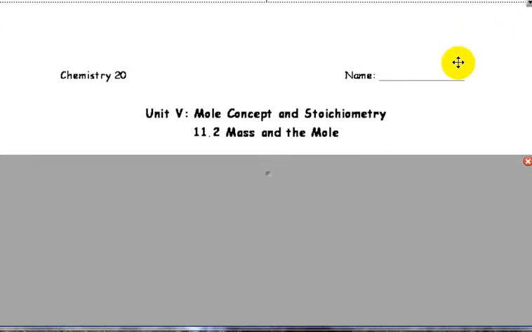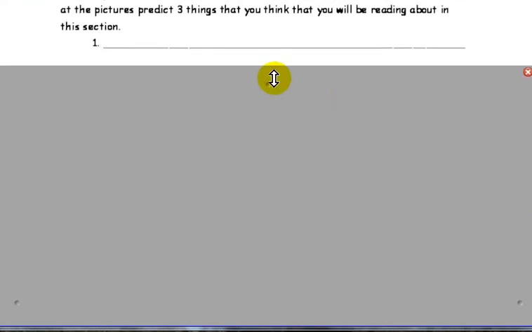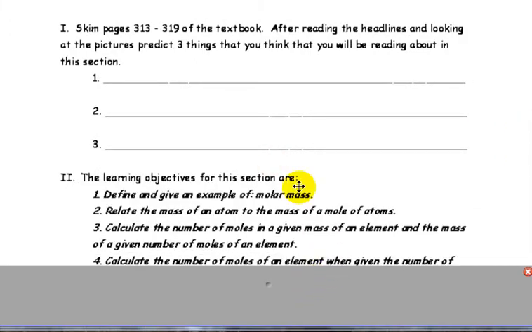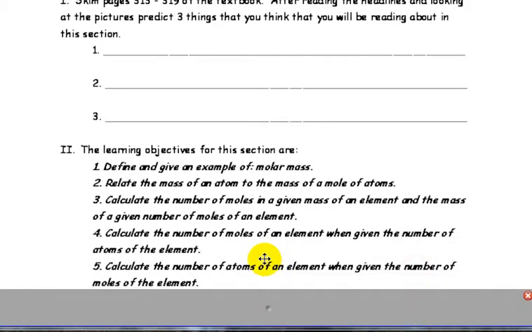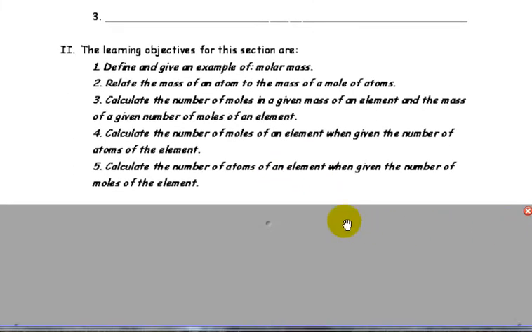This is the 11.2 booklet, Mass and the Mole. And it pertains to pages 313 to 319 of the textbook. What we're looking at here is determining the molar mass of a substance, relating the mass of an atom to the mass of a mole of atoms, calculating the number of moles in a given mass of an element and the mass of a given number of moles. Calculate the number of moles of an element when given the number of atoms, and calculate the number of atoms of an element when given moles.